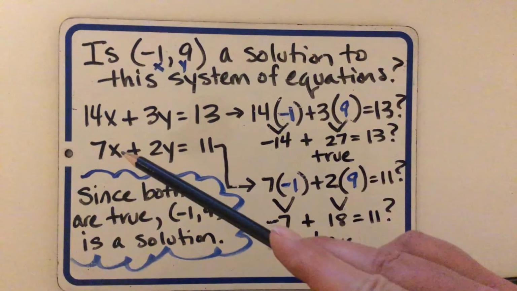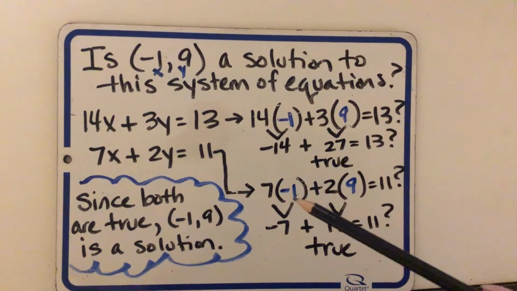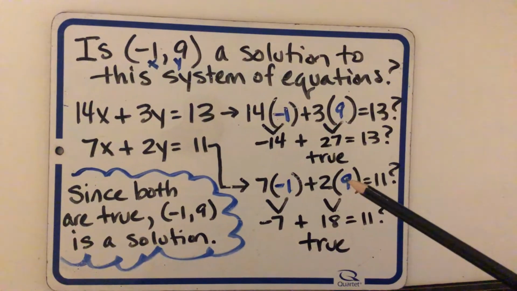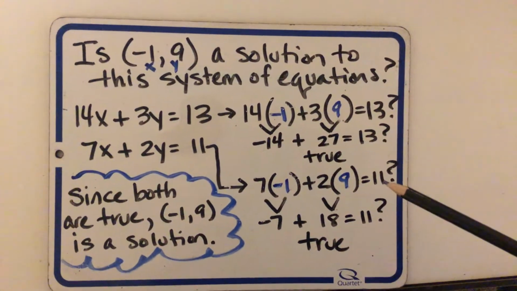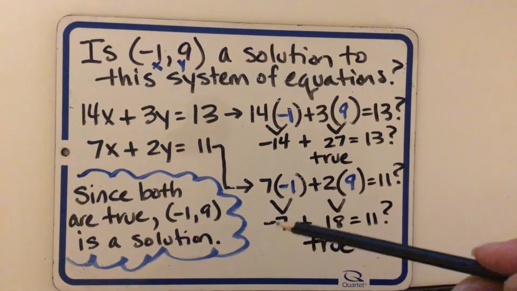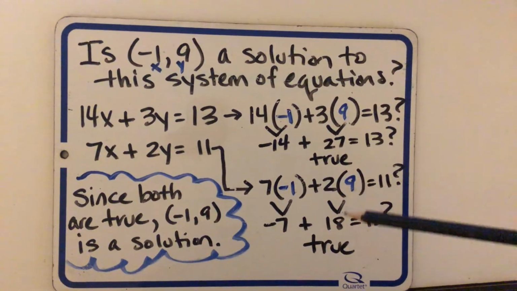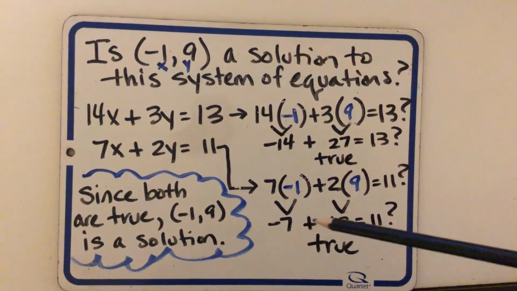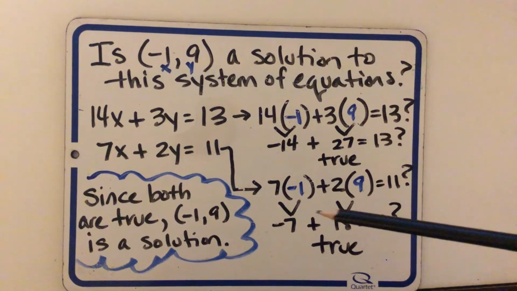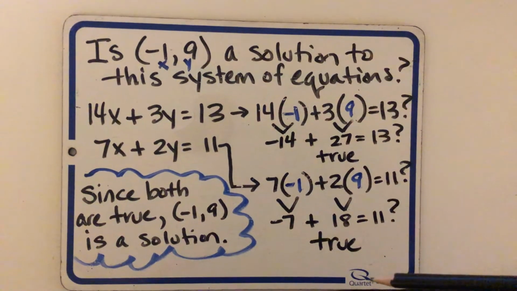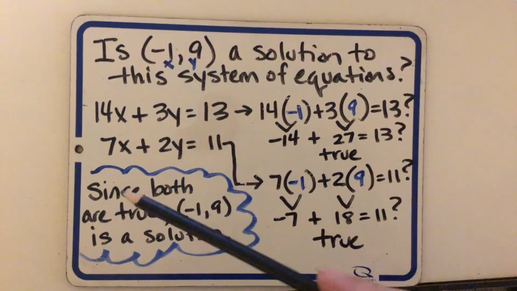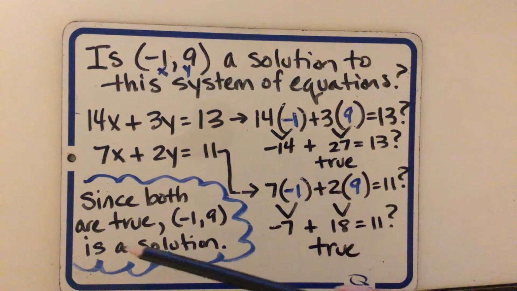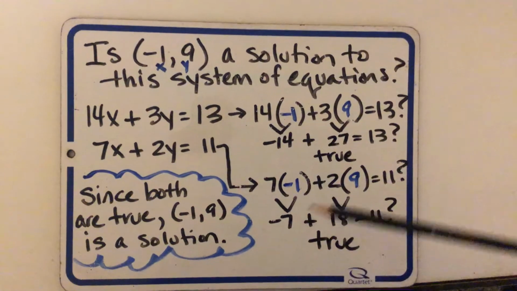Now I'm going to try the second equation. 7 times negative 1 plus 2 times 9 equals 11. Is that true? 7 times negative 1 is negative 7. 2 times 9 is 18. Does it equal 11? Well, negative 7 plus 18 is the same as saying 18 minus 7, which does give me 11. So that's true. Since both are true, that means negative 1, 9 is a solution to this system.